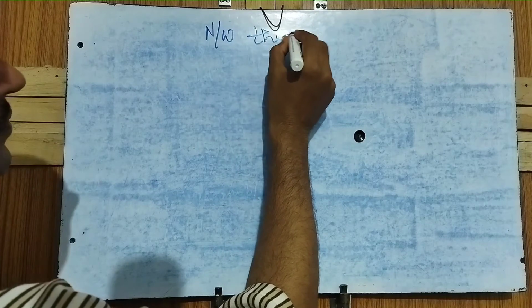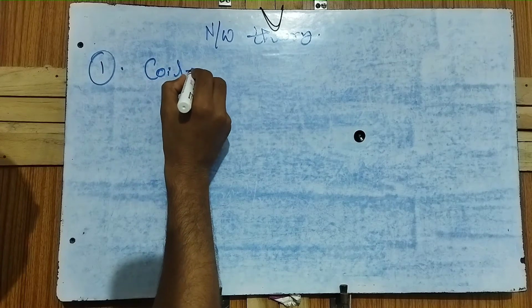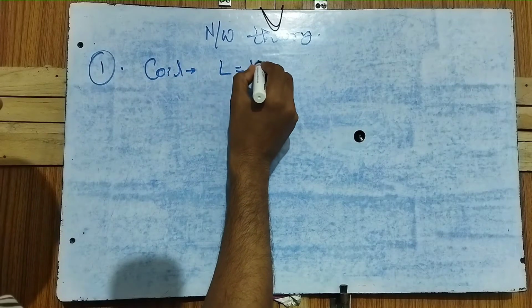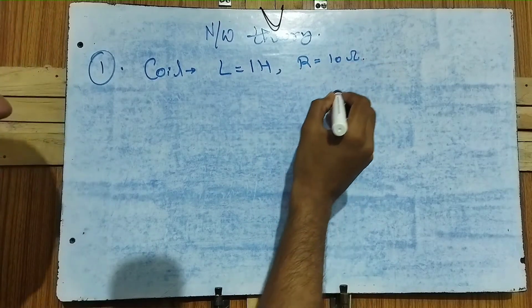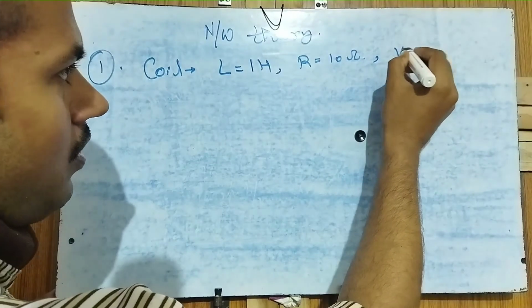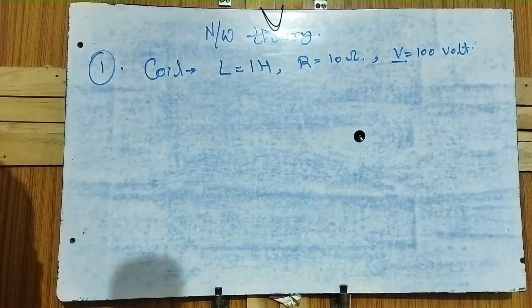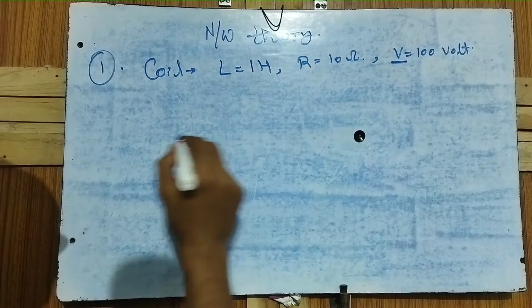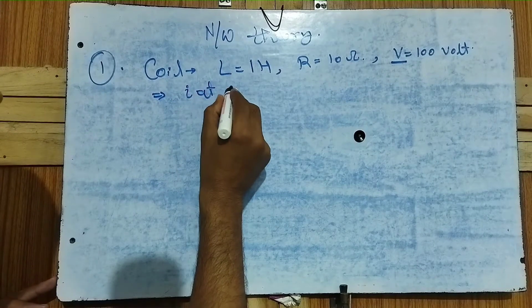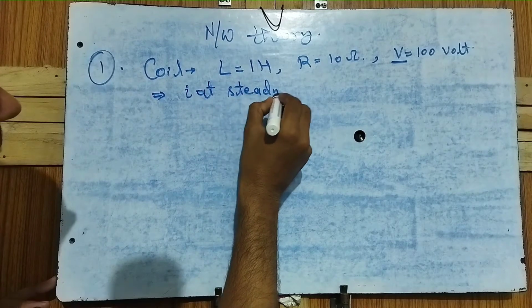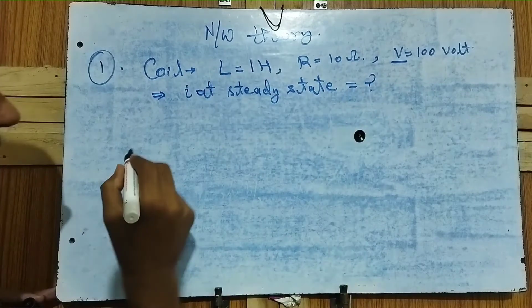Network theory, numerical. The first question is, if a coil having an inductance of 1 Henry and resistance of 10 ohm is connected to a DC voltage, direct voltage of 100 volt, then what is the value of current at steady state? The value of current at steady state. So solve.